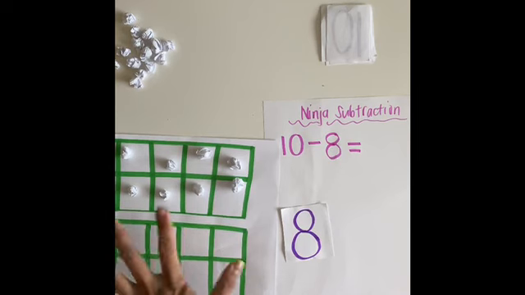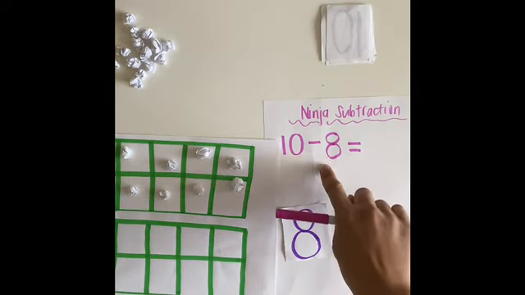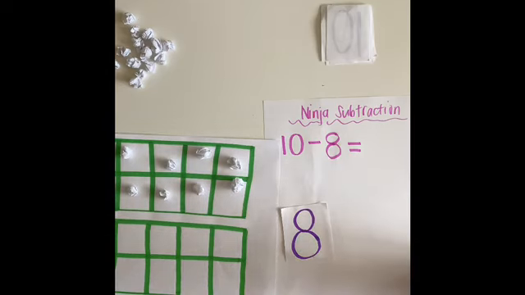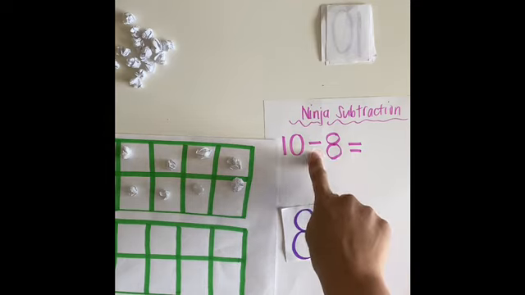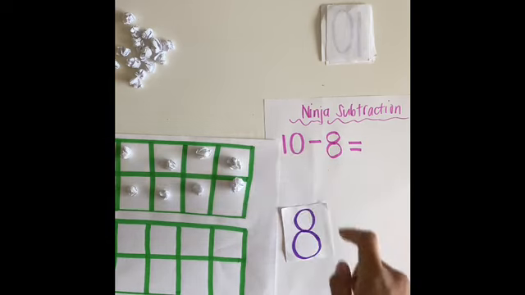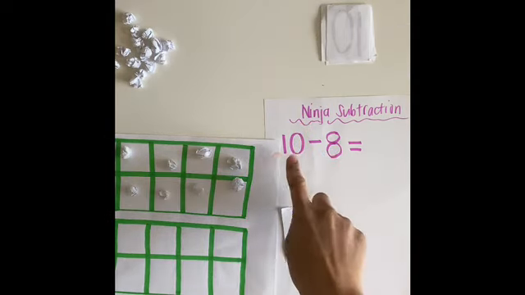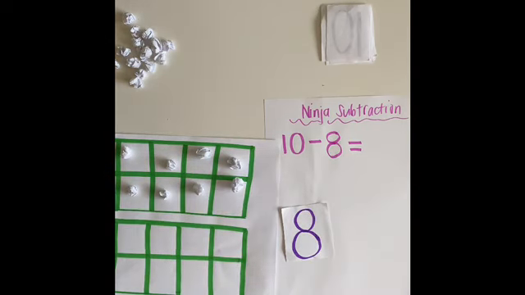And now, before you even touch these manipulatives, don't touch them yet. See if you can solve this problem in your head. What is 10 minus 8? What does the minus sign mean again? It tells us we have to subtract. So what does subtract mean? So you take away a part from the whole. So let's say I have 10 balls, but I take away 8 of those balls. How many will I have left?